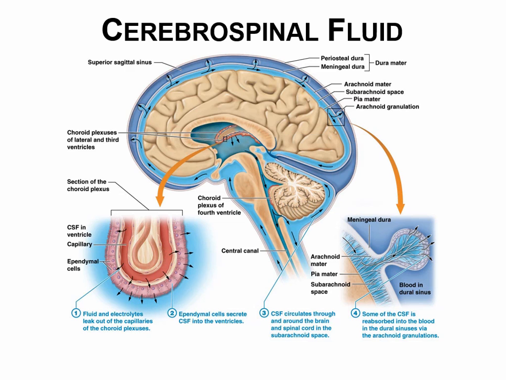We're going to filter fluid and electrolytes out of the capillaries of these choroid plexes. The ependymal cells will take them then and secrete cerebral spinal fluid into the ventricles. And then there's that escape door I was telling you about.